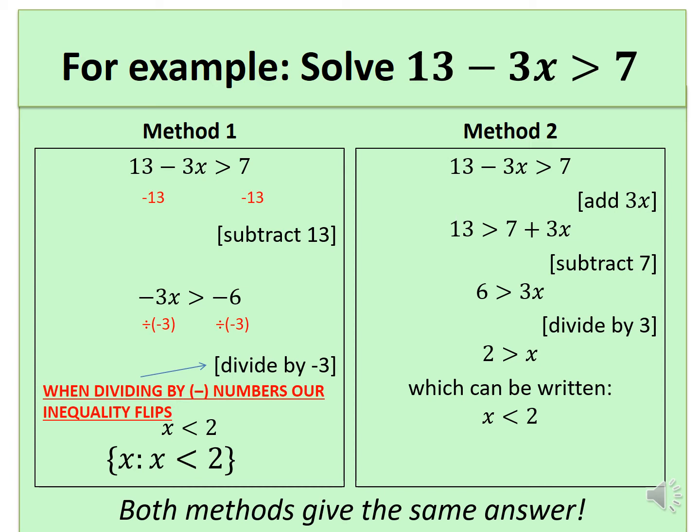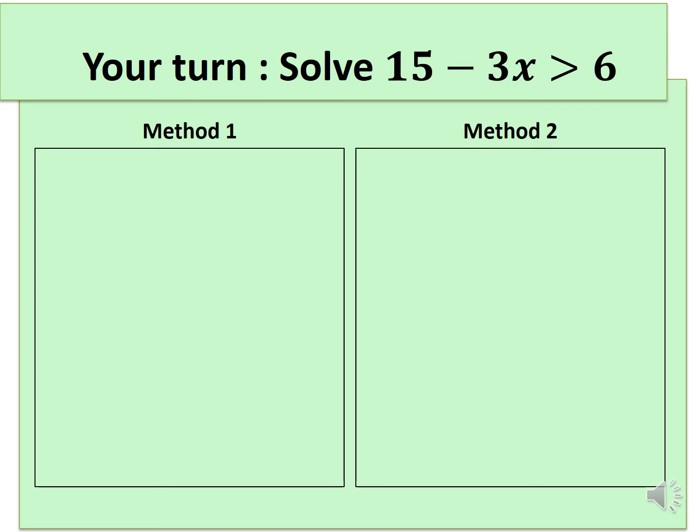Okay, so here is another example for you to try. Try both methods, make sure you get the same answer. Pause the video, and once you finish, we go through the answers together. Okay, let's go through the answers together. So in this question, first we need to get rid of 15. So we subtract 15 both sides, and we get minus 3x greater than, and then we need to get rid of that minus 3x, which is timesing x. So we divide both sides by minus 3.